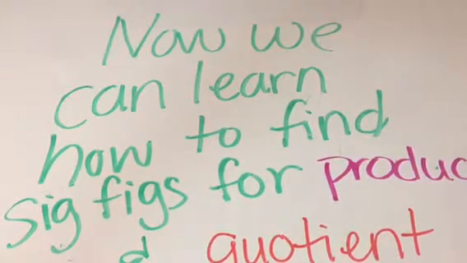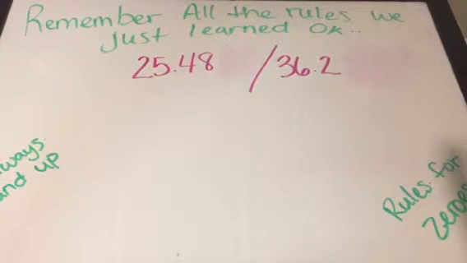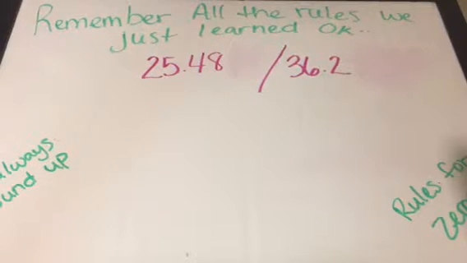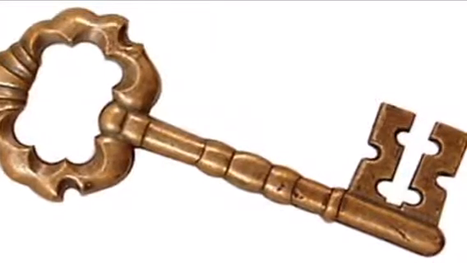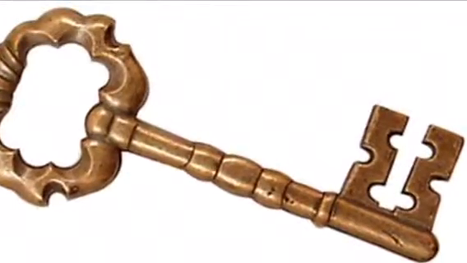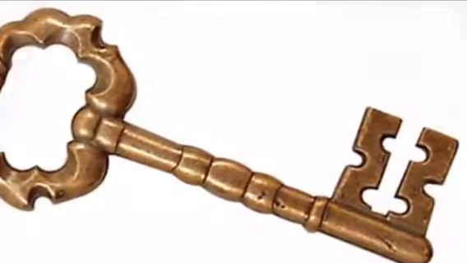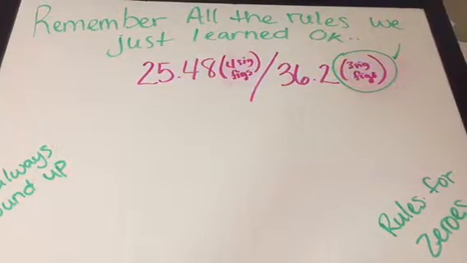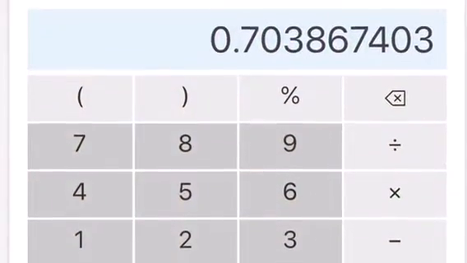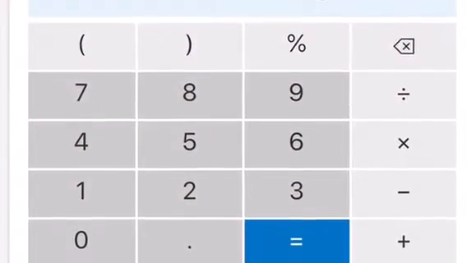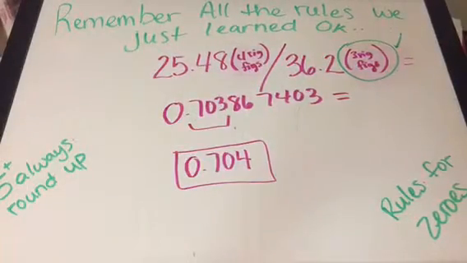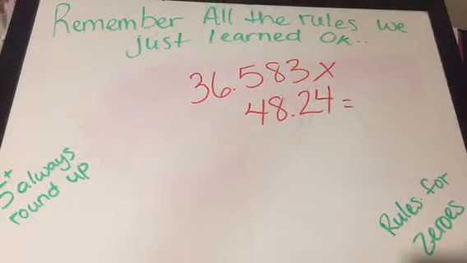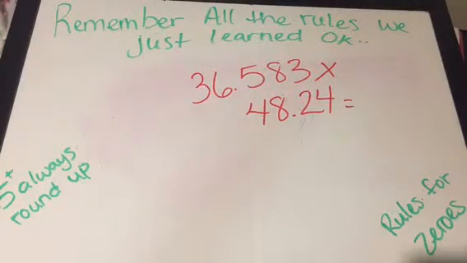Now that we learned how to count sig figs, it should be easier to find the sig figs for multiplication and division. Okay, your first question. 25.48 divided by 36.2. The key to doing this is to find out which number has the least amount of sig figs. We see that it's 36.2 because it has 3 sig figs. So now we're just going to put that in a calculator. And that's 0.7038, etc. When we do 3 sig figs, it will be 0.703, but remember to round up. That's 0.704.